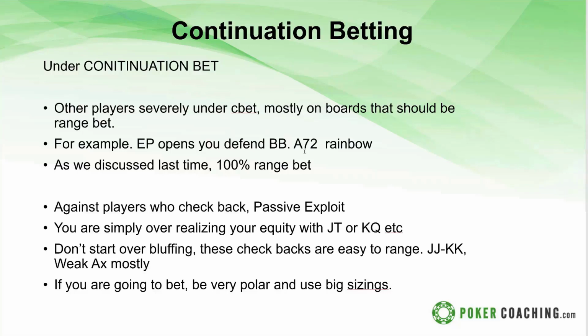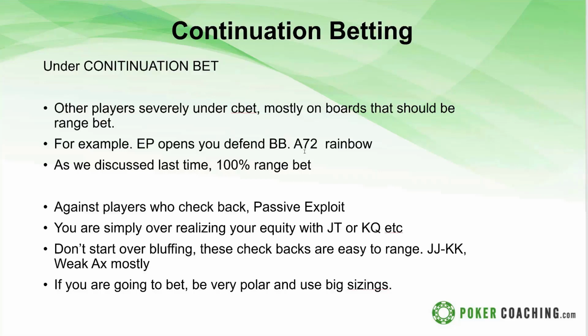So when someone checks back this ace-7 deuce from early position, I'm immediately putting them on like weak aces. So hands like ace-3, ace-4, ace-5 suited, maybe ace-8 suited, ace-9. And then they have like jacks, queens, kings, 10s, 9s. It's really easy to range them. And it makes it really easy to play against.